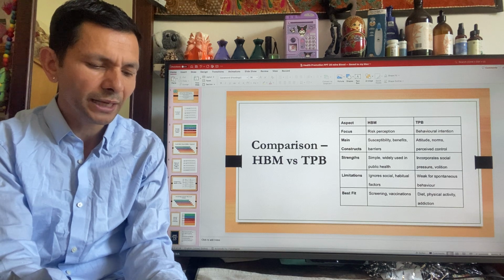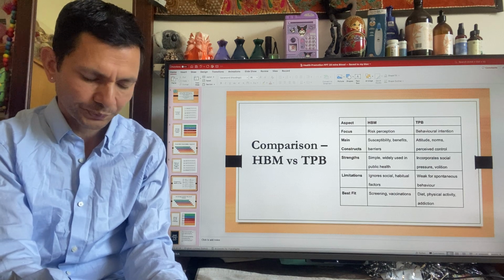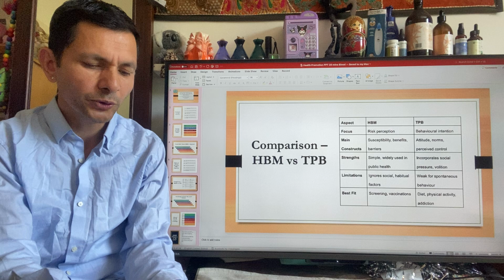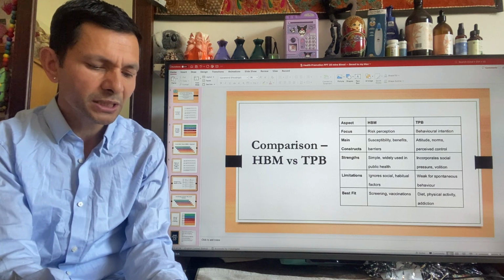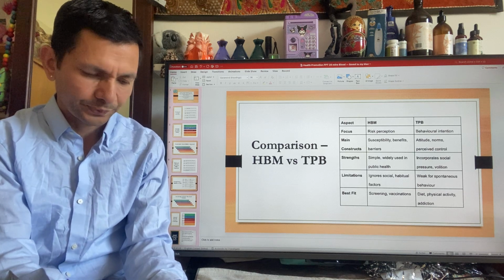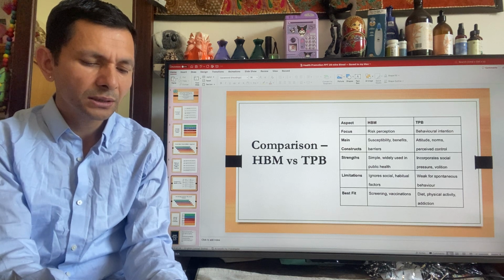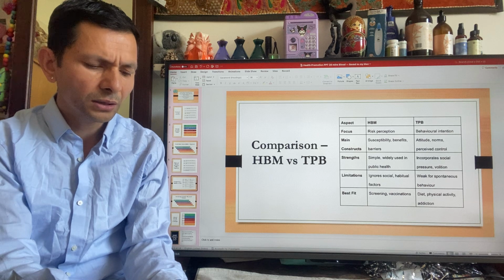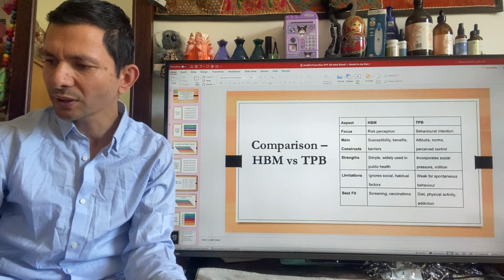or quitting smoking. That said, both have limitations. HBM ignores social and habitual influences, while TPB doesn't predict impulsive or emotionally driven behavior well. Choosing the right model depends on the health issue being addressed, and I have shown that in the figure as well.